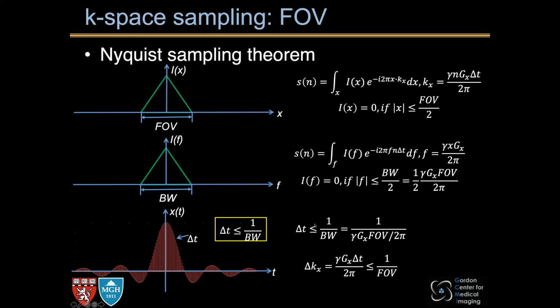Or when we talk about things in the k-space, the sampling density in the k-space in the frequency encoding direction, delta kx, should be less than 1 over field of view. Okay, so this is how we determine the sampling density in the frequency encoding direction.